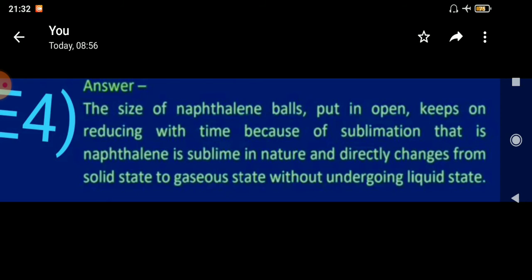मैंने आपको जब एक्टिविटी एक्सप्लेन करी थी तभी मैंने आपको बताया था कि नेफ्थलीन बॉल्स को आप इस प्रैक्टिकल करके भी देख सकते हैं. If you put this open, it will keep on reducing its size with time. So why does it happen? The size of naphthalene ball put in open keeps on reducing with time because of sublimation, and that is naphthalene is sublime in nature and directly changes from solid state to gaseous state without undergoing liquid state. That's why, because of its nature to sublime, its size gets reduced.